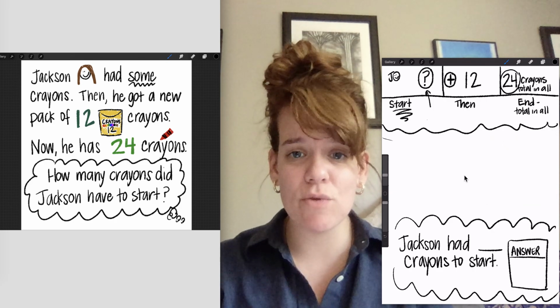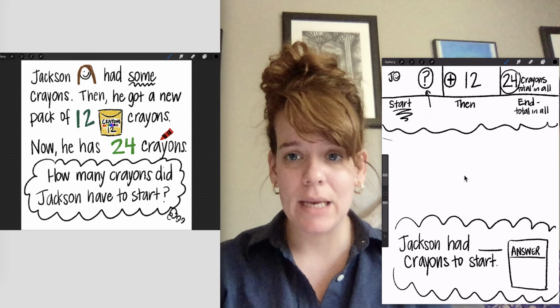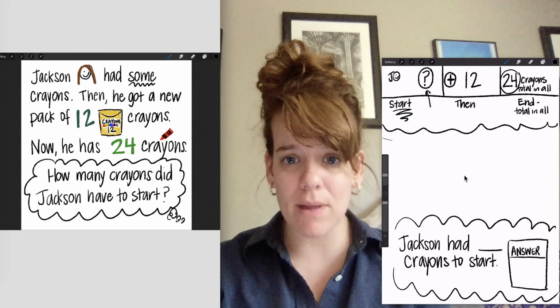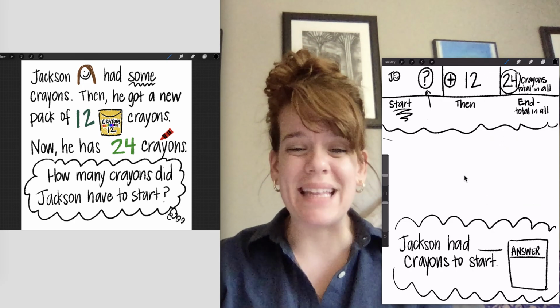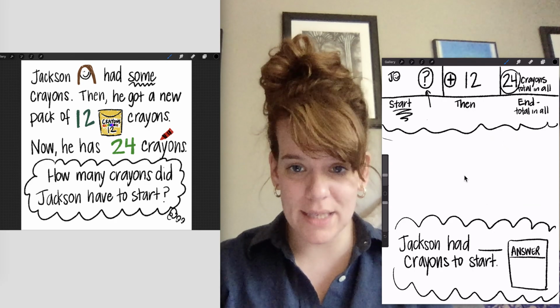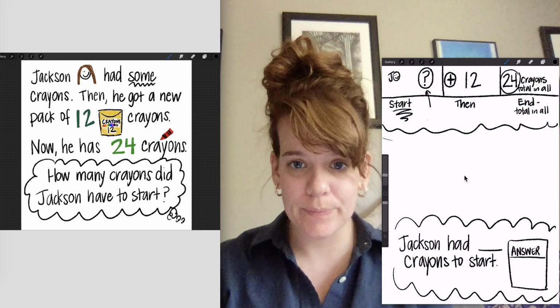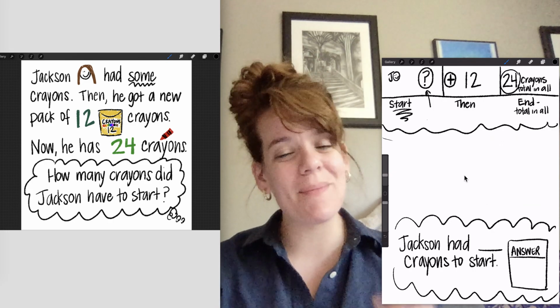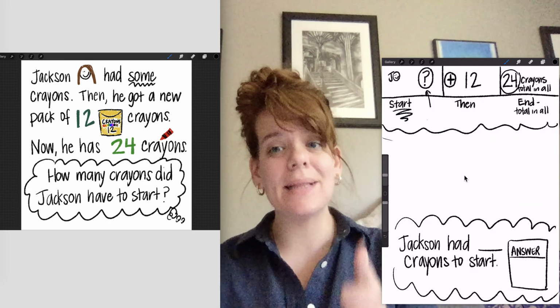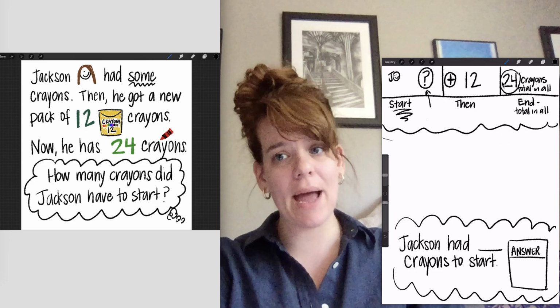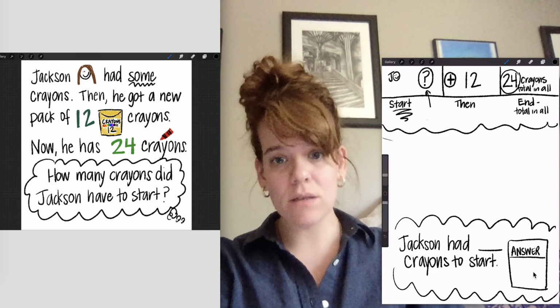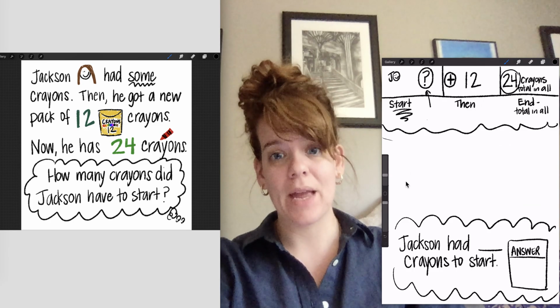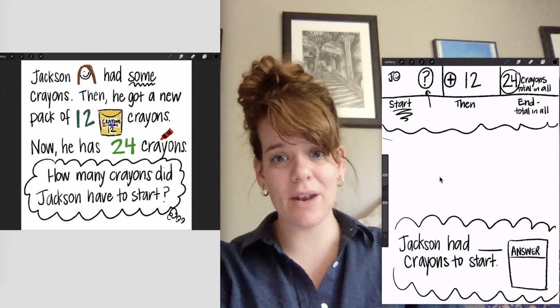And I will give you a clue. Today's problem is going to be less than 24. Good luck solving this problem. I can't wait to see what you do. Please make sure that you did our unpacking and that you have this sentence frame and an answer box here. I can't wait to see what you do here in the center. Good luck.